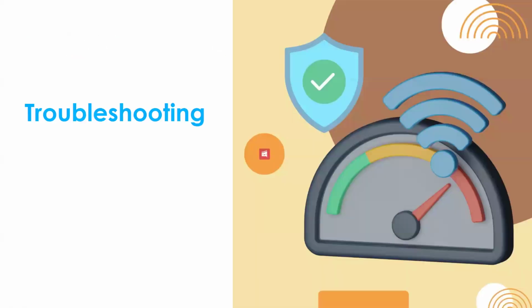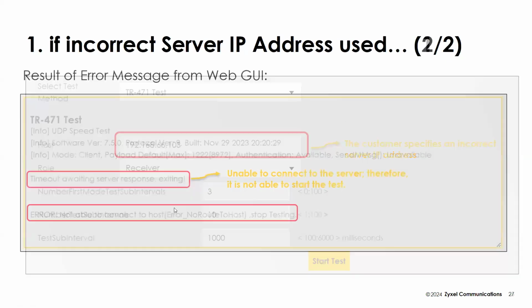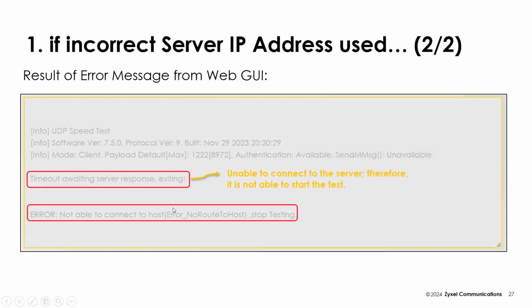Okay, so now I'm going to introduce some troubleshooting methods that we can use to debug this TR471 issue. So this is our first case. What happens if we enter an incorrect server IP address? We type in an invalid server IP address on our devices, and when such a situation happens, we will see that the server error message shows in the result column here.